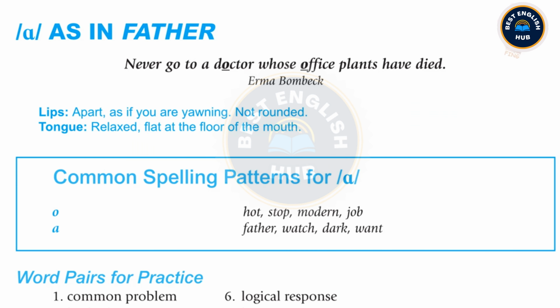Ah, as in father. For the ah sound, the lips are apart as if you're yawning. The lips are not rounded. The tongue is relaxed and flat at the bottom of the mouth. The common spelling patterns for this sound are O, as in hot, stop, modern, and job, and A, as in father, watch, dark, and want.